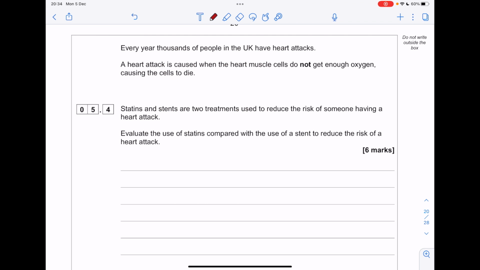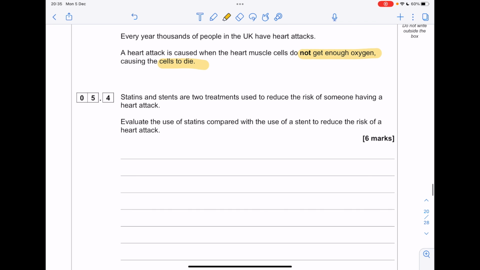Every year, thousands of people in the UK have heart attacks. A heart attack is caused when the heart muscle cells do not get enough oxygen, causing cells to die. Statins and stents are two treatments used to reduce the risk of someone having a heart attack. Evaluate the use of statins compared with the use of a stent to reduce the risk of a heart attack. Evaluate means advantages and disadvantages, or pros and cons. You have to give both.